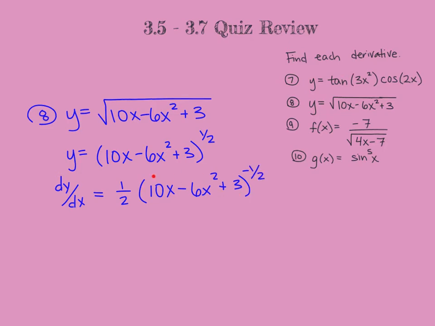Now, because what's on the inside is not just x, we do have to use the chain rule, meaning multiply by the derivative of the inside here, this inside function, this quadratic trinomial. So the derivative of that inside piece is 10 minus 12x. Simplifying this, this is a fraction, and what's in the numerator is the 10 minus 12x. The denominator has a 2, since that 1/2, and this is raised to the negative 1/2, meaning it's a square root in the denominator.